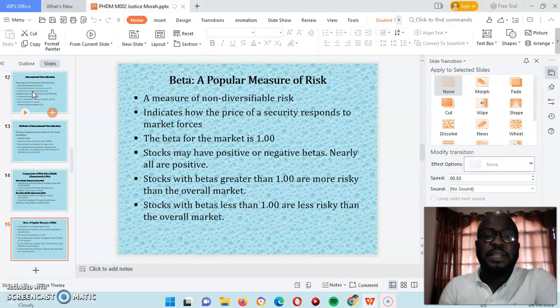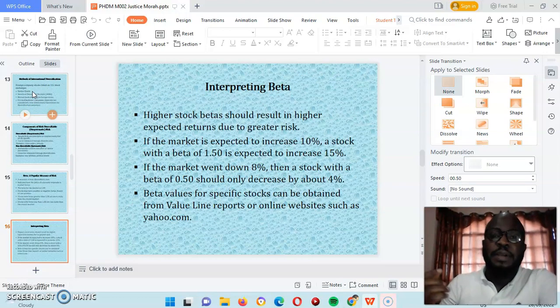Stocks with betas greater than 1.00 are more risky than the overall market. Stocks with betas less than 1.00 are less risky than the overall market. We have interpreting beta. A higher stock beta should result in a higher expected return due to greater risk.